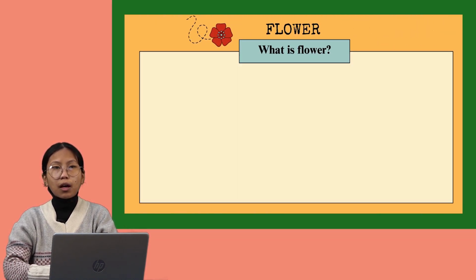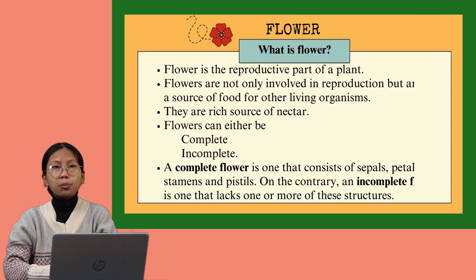Flower. What is flower? Flower is the reproductive part of a plant. Flowers are not only involved in reproduction but are also a source of food for other living organisms. They are rich source of nectar.